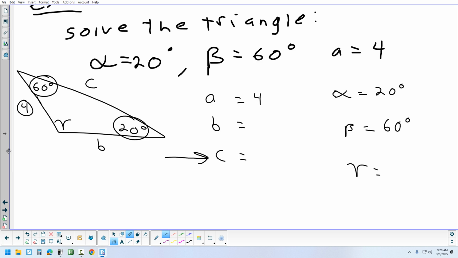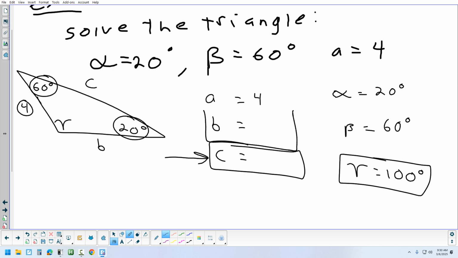We know that gamma equals 100. Gamma equals 100, yes, because alpha, beta, and gamma all have to add up to 180. Now, when we did right triangles, what did I say about using the piece of information we just found to figure out other things?